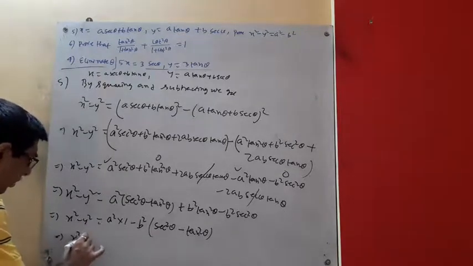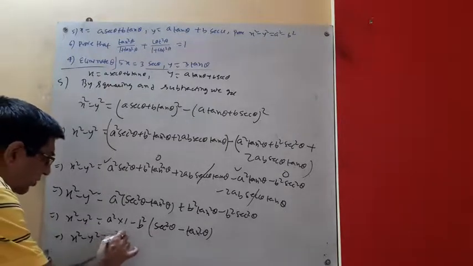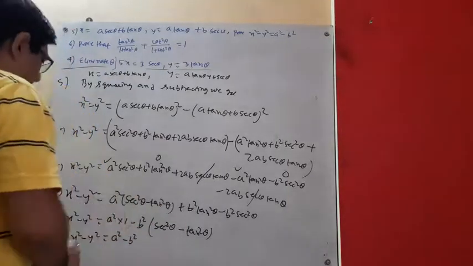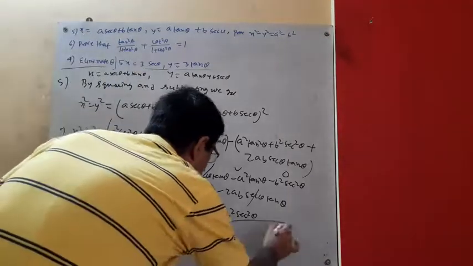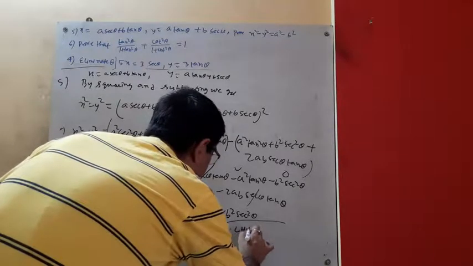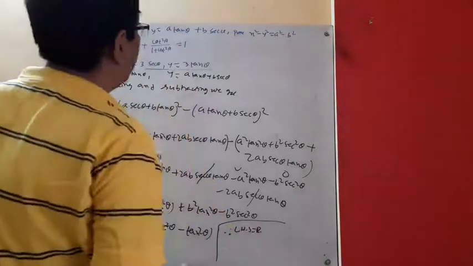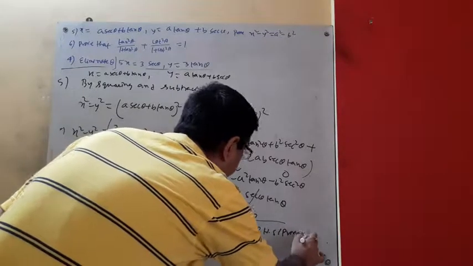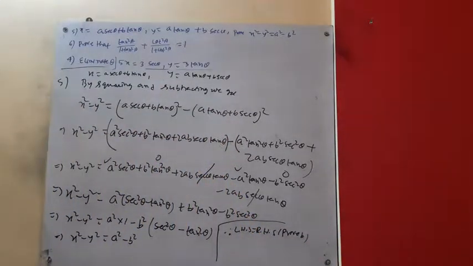So x square minus y square equal to a square minus b square, right? Therefore we can write LHS equal to RHS, proved, right? Pause the video to note it down. Let me see whether you can see it properly.